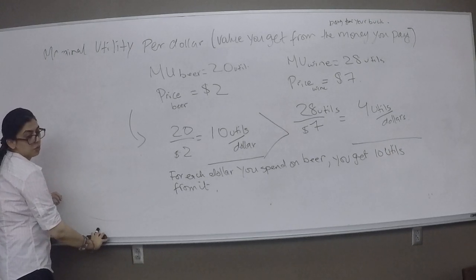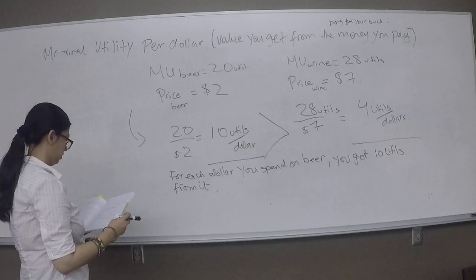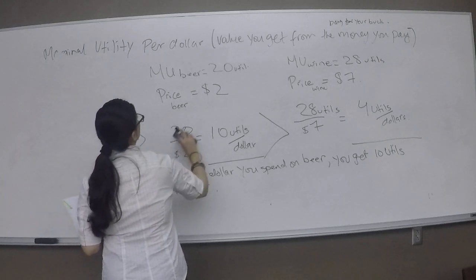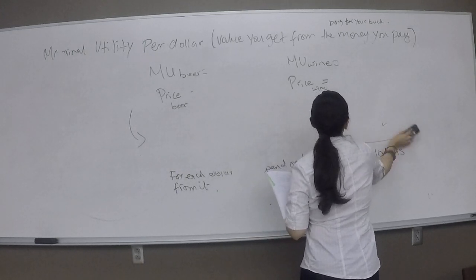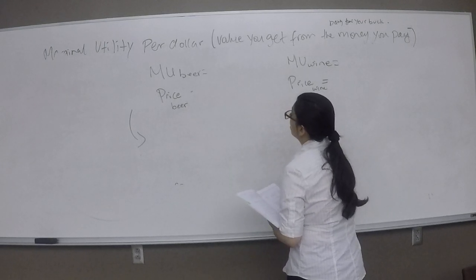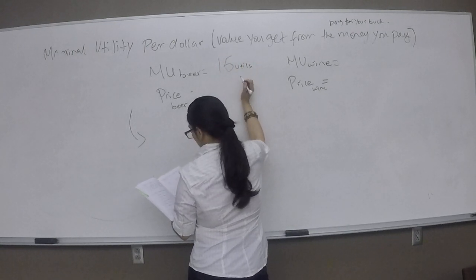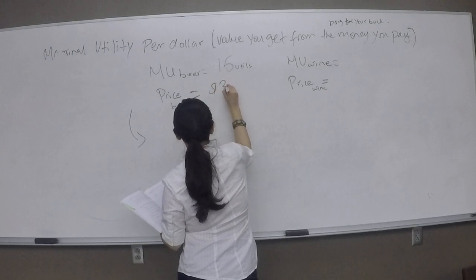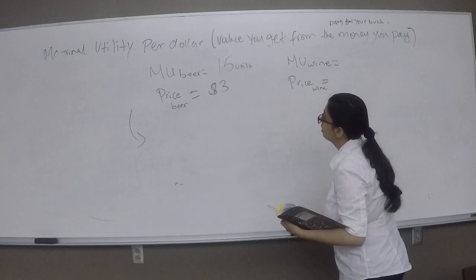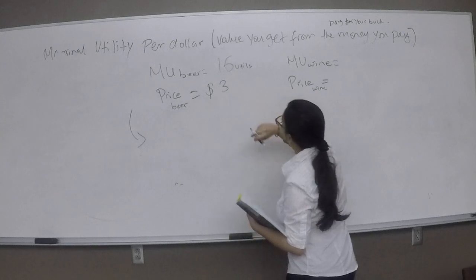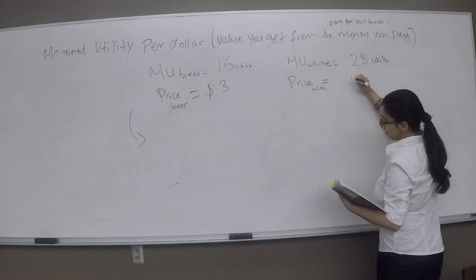Okay. Let's do one more example. Another example. What if the marginal utility of beer was 15 euros and price was $3? So now the price of beer has gone up and utility has gone down too. So price of beer is $3. Utility for beer is 15 euros. For wine it is 28 euros. And the price of wine is $4.